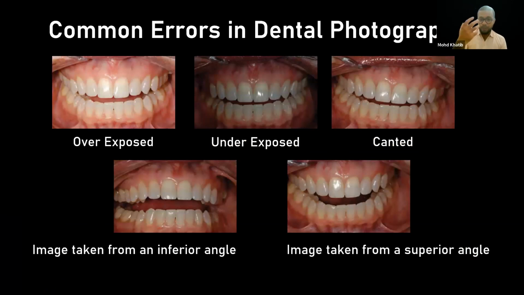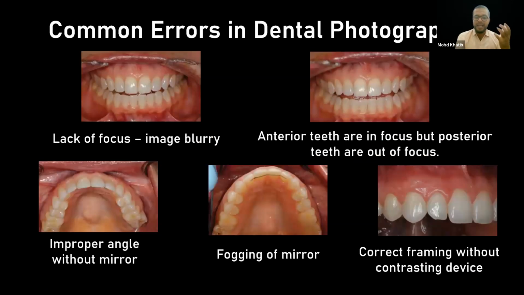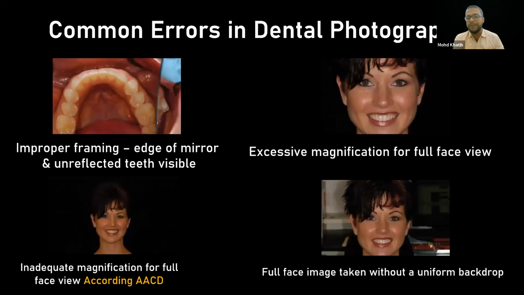The second is we remove or decrease the intensity of light, so the image is underexposed, or the image is tilted, or the angulation is too superior or inferior, or the area lacks focus, meaning we are not following the rules, so anterior is in focus, posterior is out of focus, or the teeth are not separated properly, or you're not using a contraster. If you're using a contraster, the angulation is not proper, or you're using an intraoral mirror for photograph, but it's foggy or not placed properly.